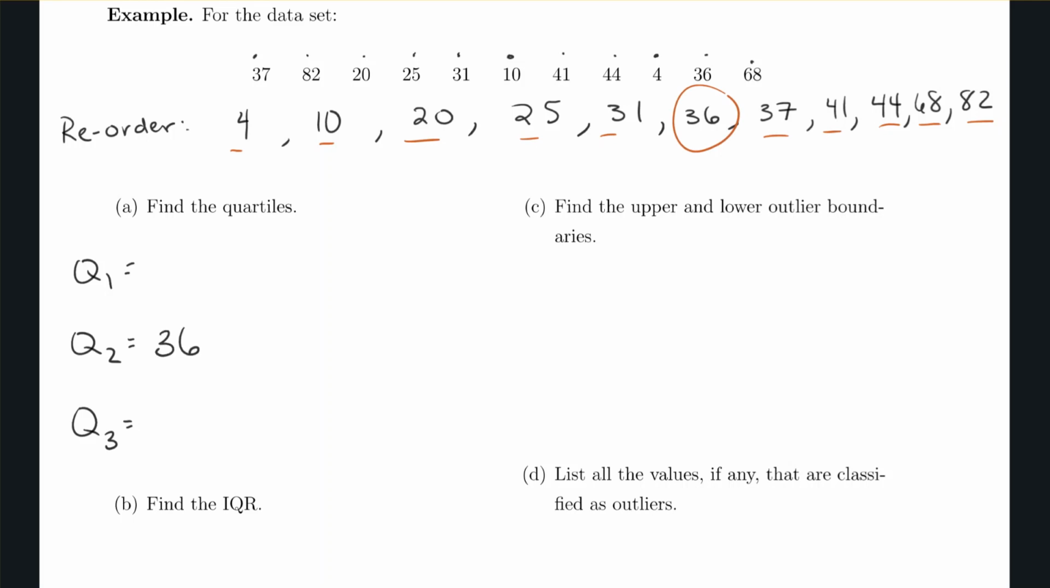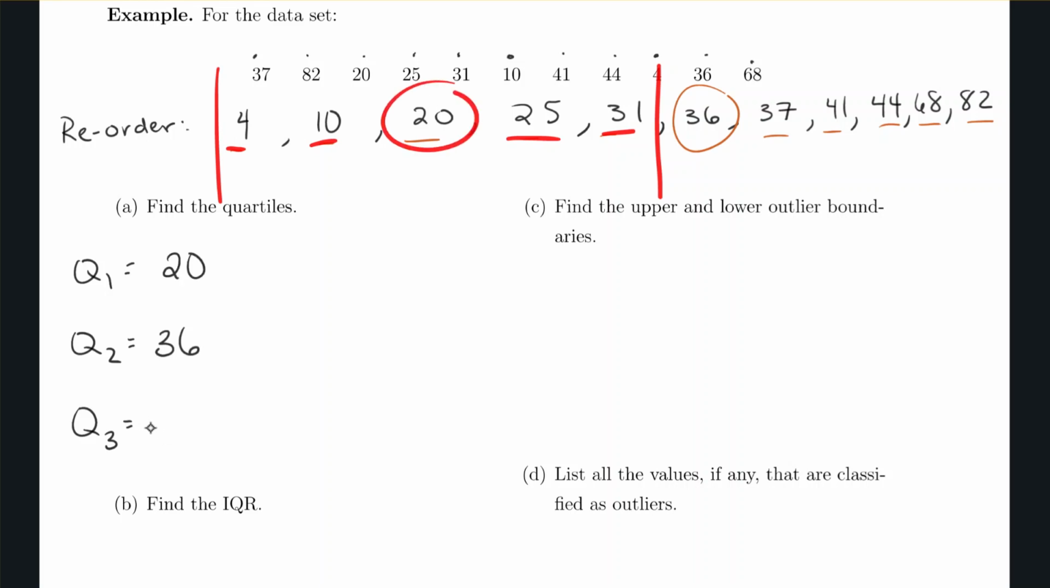And now how is Q1 defined? It is the median of the values below Q2. So looking at the values here below Q2, I need to find the median of these. So this is the values below Q2 from here to here. The median: lowest, highest, lowest, highest. We see 20 is a clear median there.